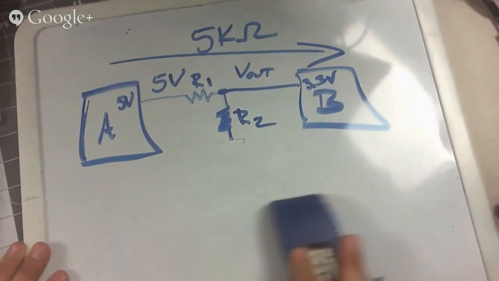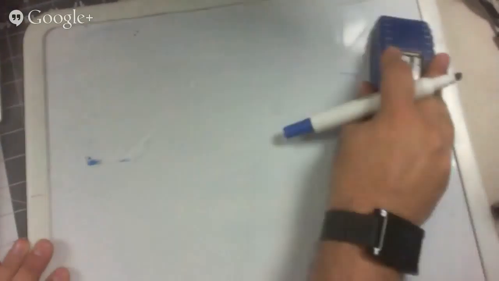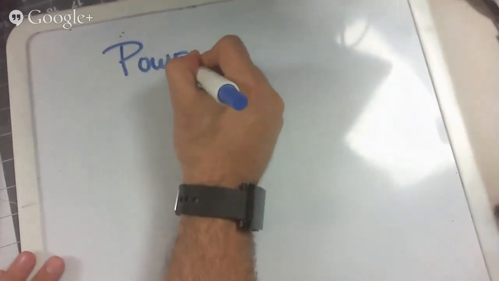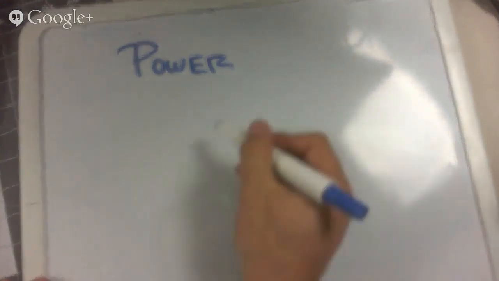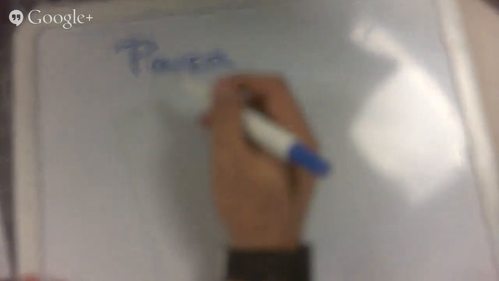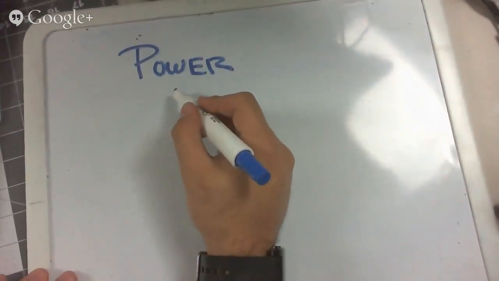So current, resistance, voltage, current, resistance, the relationship, practical uses. We now need to talk about power. So power is the rate of energy consumption or production. But for our purposes, usually we're going to look for basically the power rating of our components.